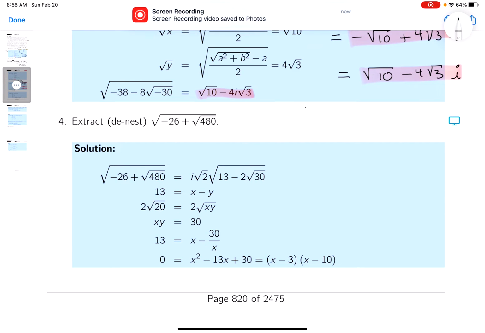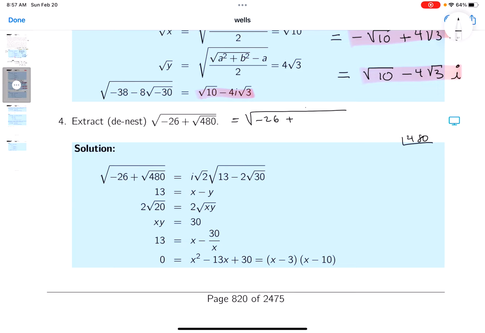Again, I'm not using formulas, but I'm looking at this thing over here. And the first thing I want to do is try to simplify it a tiny little bit. So when I do that, I'm going to say minus 26, and then I'm going to look at that root 480.